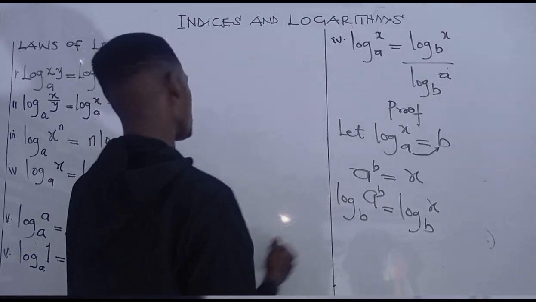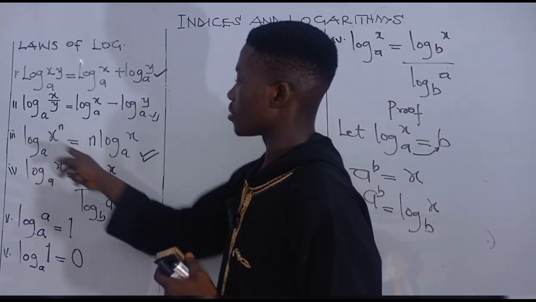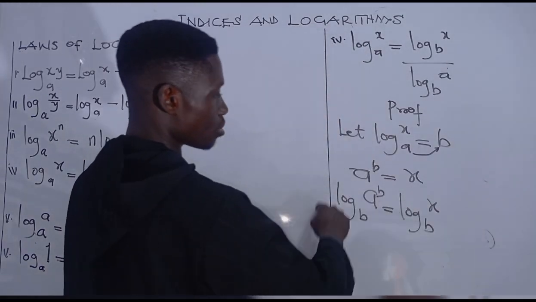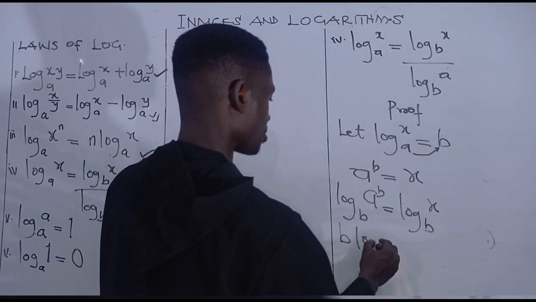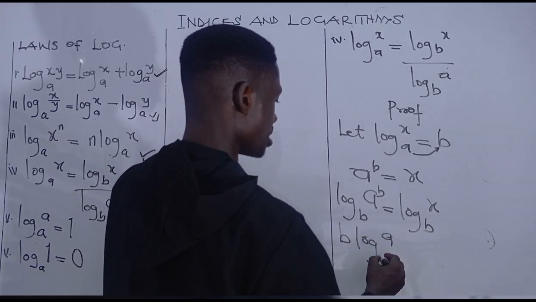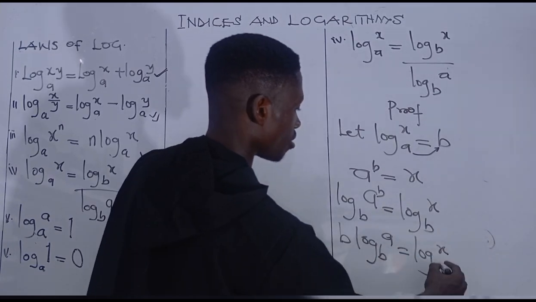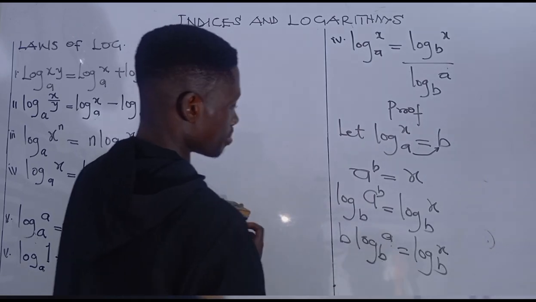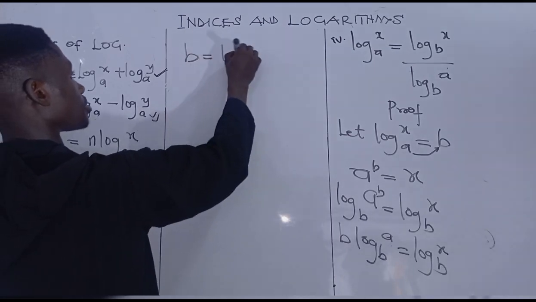Now from here, applying this law, the power will come in front so that we can have something of this nature. So from here, the b will come in front. So you have b multiplying log of a to the base of c is equal to log of x to the base of c. Let's divide both sides by log of a to the base of c. So you have b is equal to log of x to the base c over log of a to the base c.